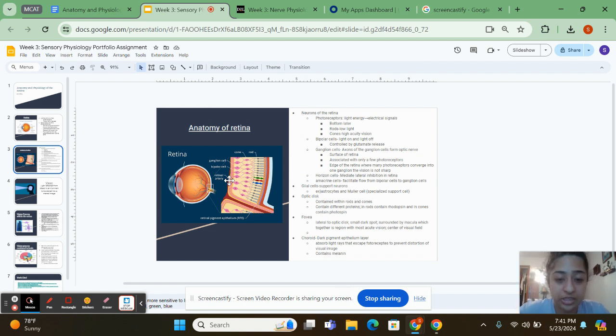This is not the case in the fovea, however. Then is the choroid, which is a dark pigmented epithelial layer, and it touches the photoreceptors. And so it essentially absorbs any of the light energy that escapes the photoreceptors, just to prevent any distractions or distortion of the visual image. And the reason why it's dark is because it contains melanin, and it also helps to nourish the retina overall.